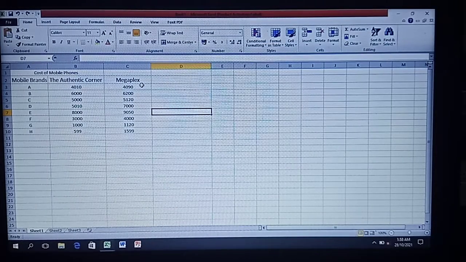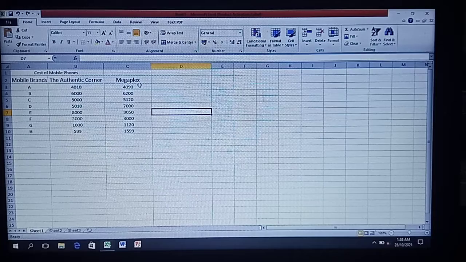Good day! Today I am going to demonstrate how to test the difference between two sample means when the samples are paired or related samples. So here I have randomly chosen the cost of mobile phones from two different phone stores. These are the Authentic Corner and the Megaplex.